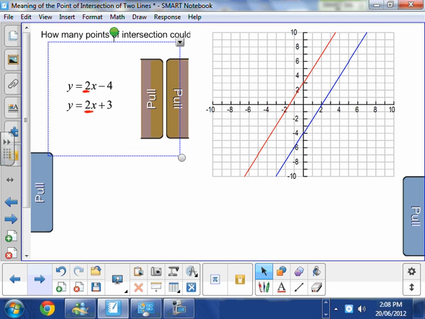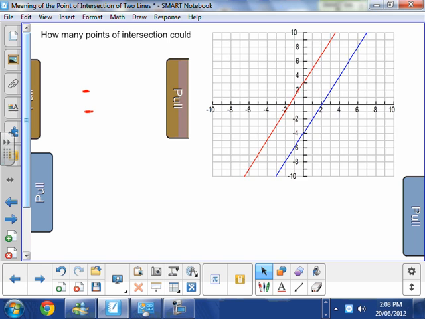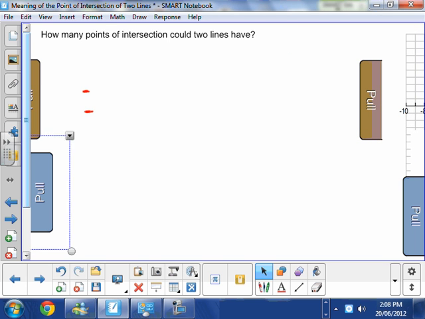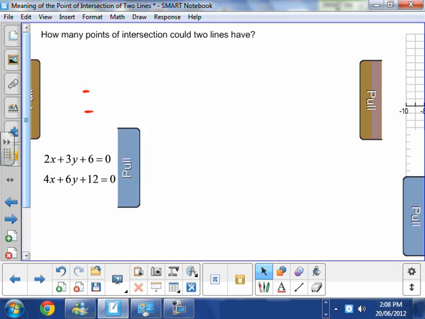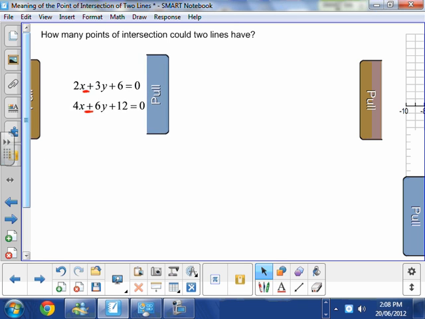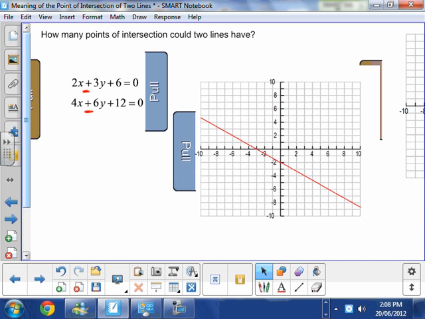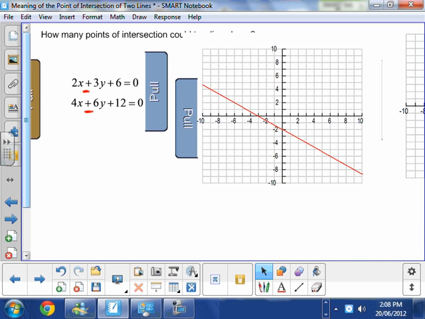Okay. Now, any other possibility? Let's look together at these two graphs. These are a little bit harder to graph. We graphed them for you, and look what happens. Well, we ended up with one single line, but in fact we have two lines that are on top of each other, and they share all the points.